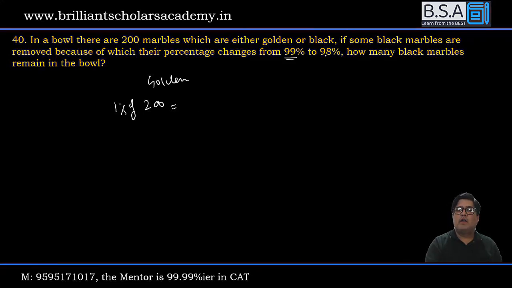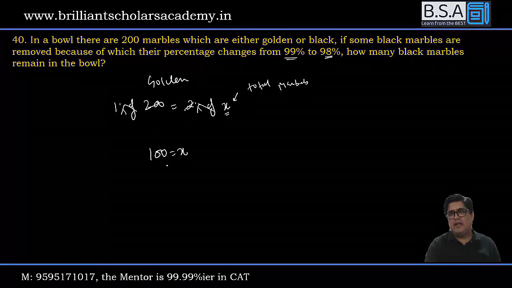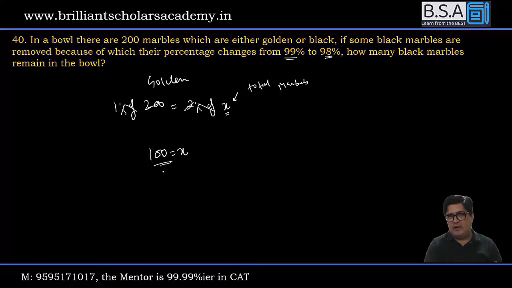Now, because 98% marbles are black, golden marbles are 2%. 2% of X, where X is the total marbles. So see, the percentage is cancelled. Percent is basically upon 100. If I cancel 2, 100 is equal to X. So there are 100 marbles now.